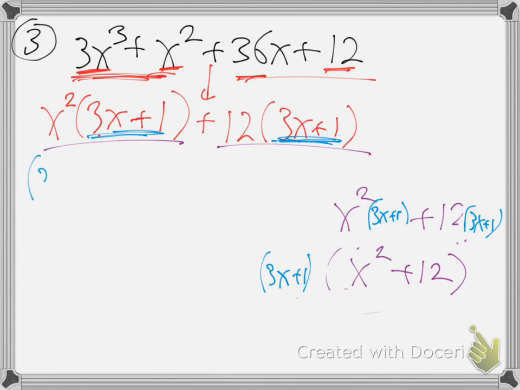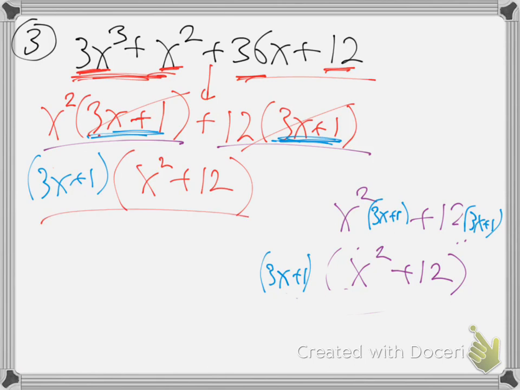They both got a 3x plus 1. Put it in the front, just one of them. Start a new set of parentheses, remove it. Bring down the x squared plus 12, done. See how that's the same thing as if they both just had a W? Does that make sense? And we're done. How do we know we're done? All the horses are contained.